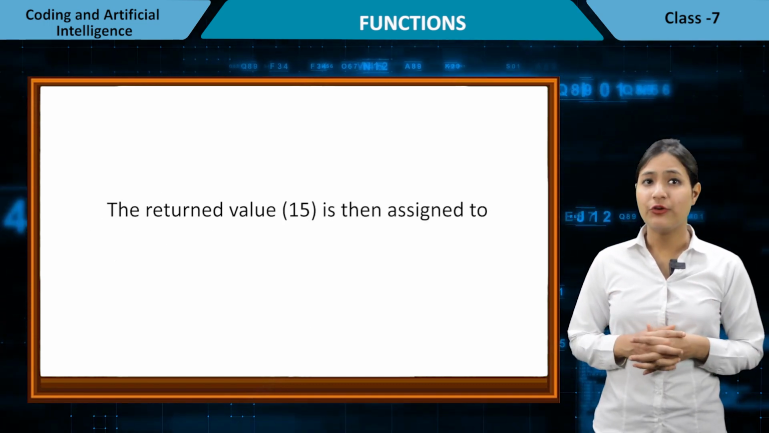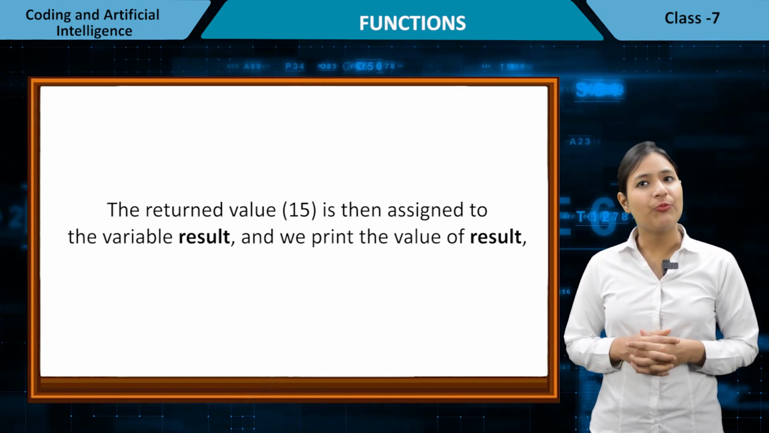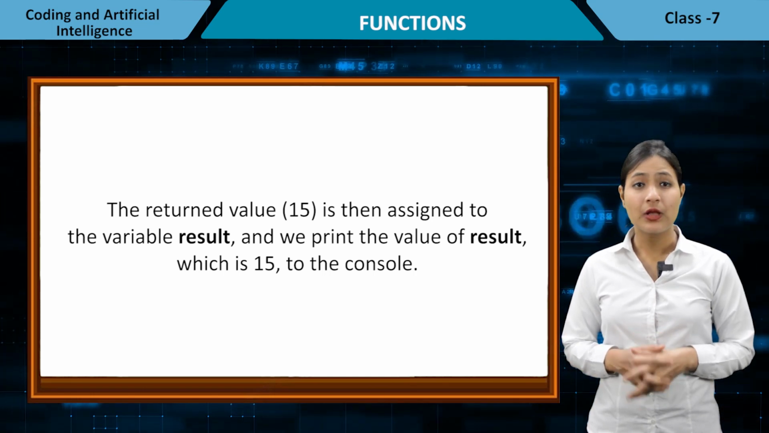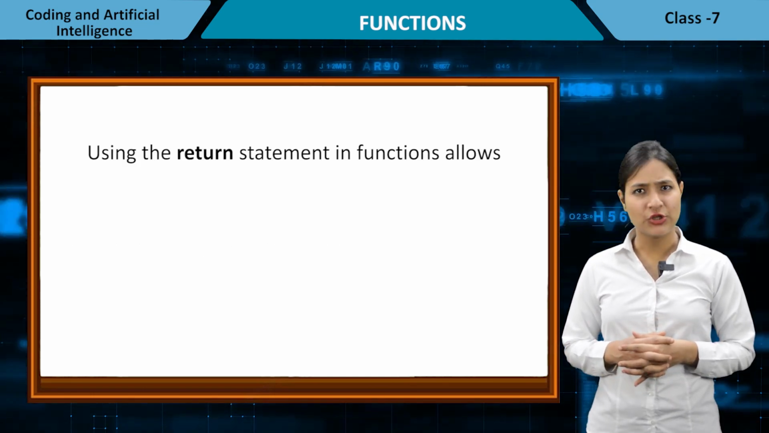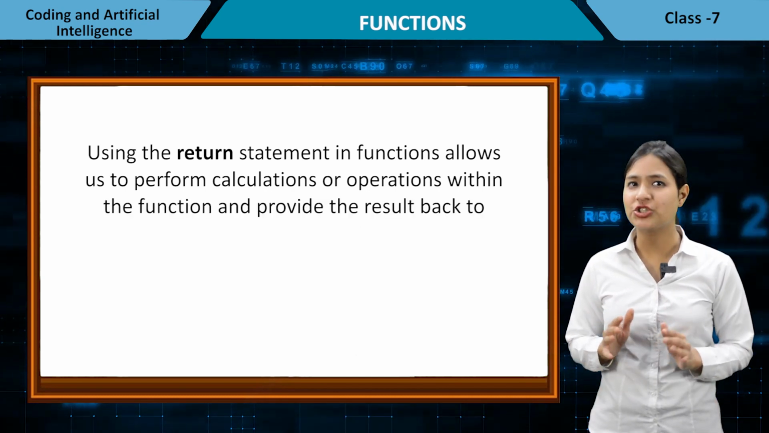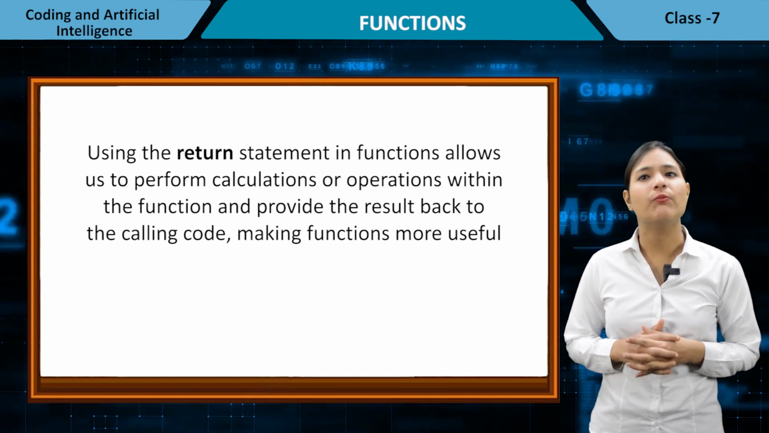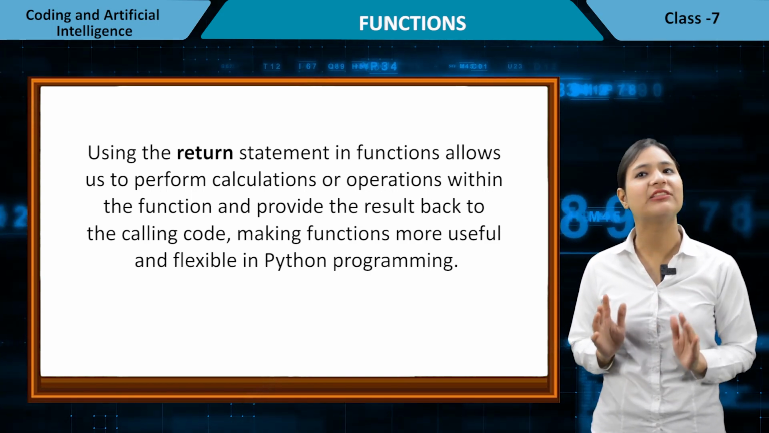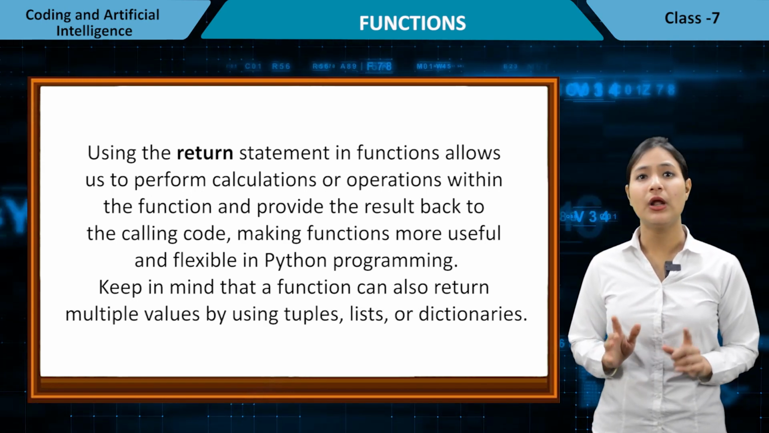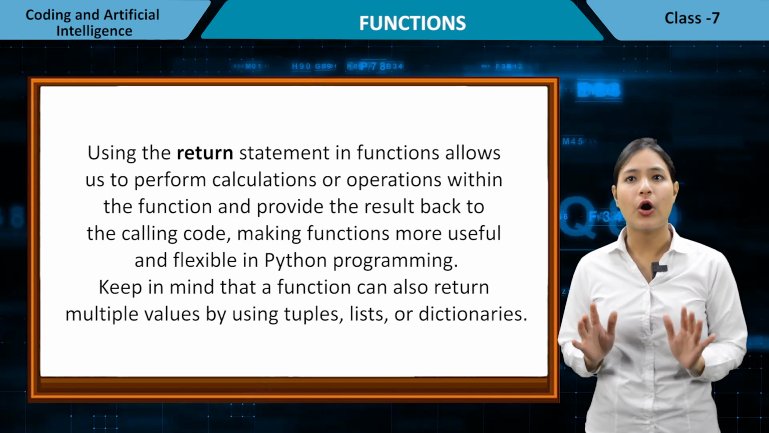The returned value 15 is then assigned to the variable result, and we print the value of result, which is 15, to the console. Using the return statement in functions allows us to perform calculations or operations within the function and provide the result back to the calling code, making functions more useful and flexible in Python programming. Keep in mind that a function can also return multiple values by using tuples, lists, or dictionaries.